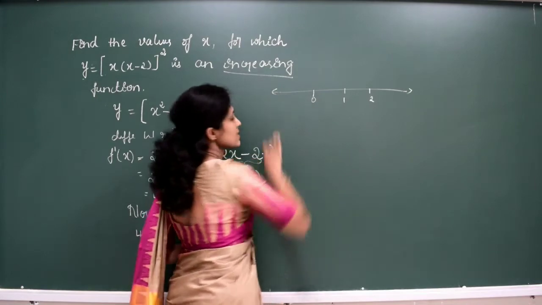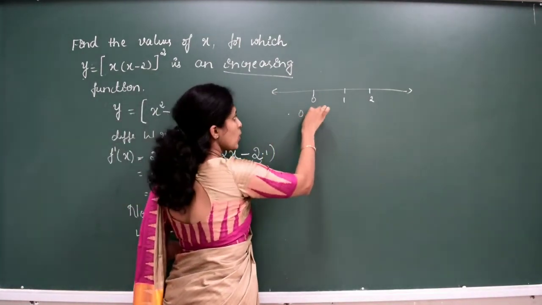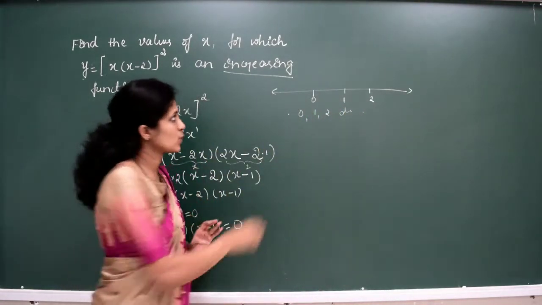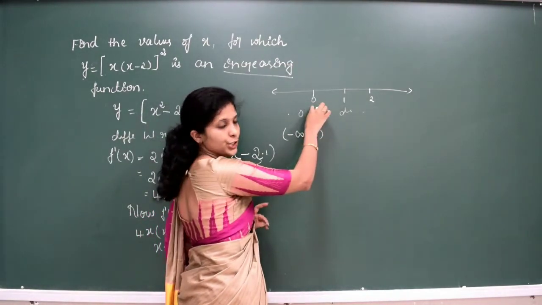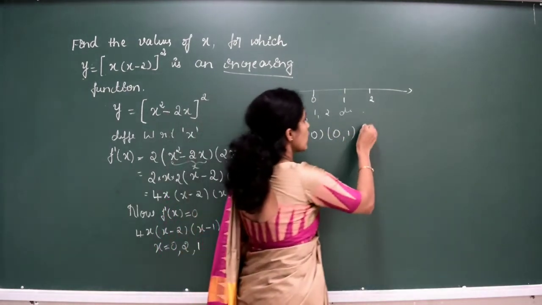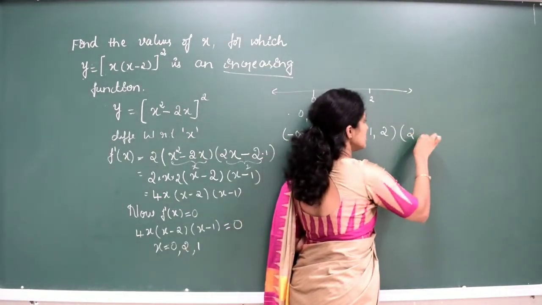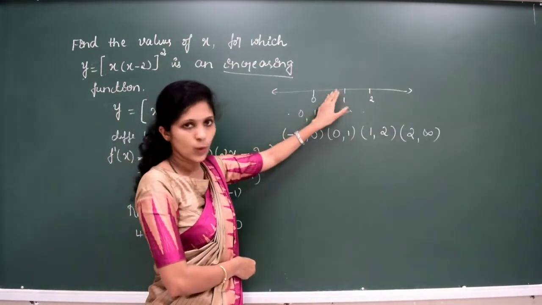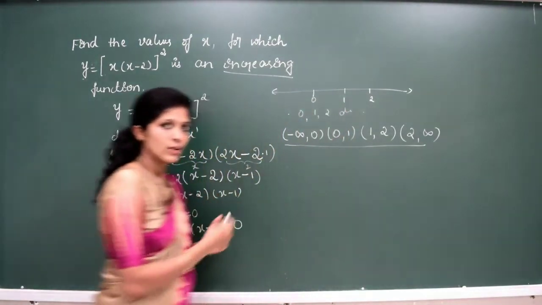Now what are the intervals? The points 0, 1, 2 divide the number line into 4 disjoint parts. What are those? One is minus infinity to 0, right? Next one will be 0 to 1. Next is 1 to 2. Next one will be 2 to infinity. Is it clear? Just here you can see minus infinity to 0, 0 to 1, 1 to 2 and 2 to infinity. Now we will check where the function is increasing and where it is decreasing.